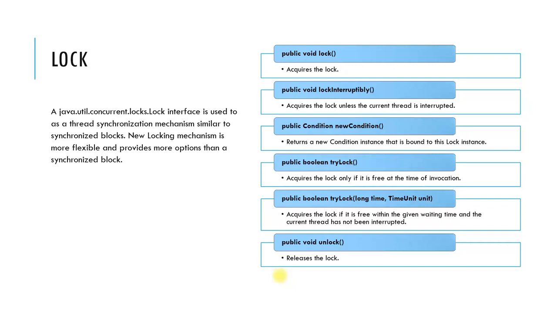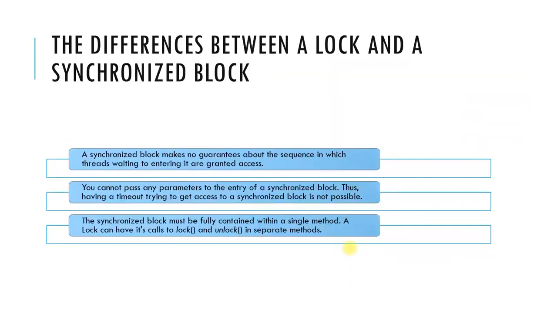The Lock interface is used to access a thread synchronization mechanism similar to synchronized blocks. A new locking mechanism is more flexible and provides more options than a synchronized block. Here are listed the methods of the Lock interface. Also, the differences between a lock and a synchronized block are here.